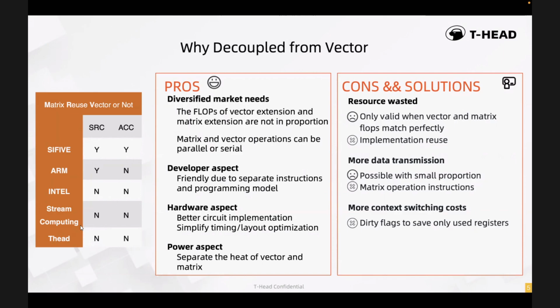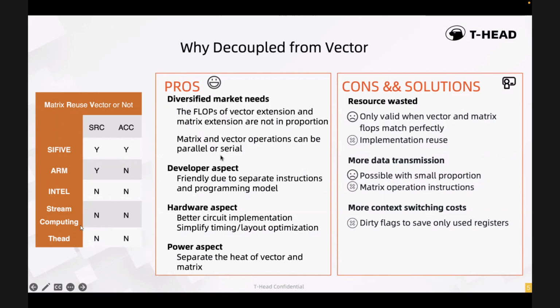However, the RISC-V architecture needs to meet the requirements of different markets, not only in the scenario of supercomputing or automobile, but also the scenario of smart home or small household appliances. The flops of vector extension and matrix extension are not proportional in all cases. Also, we found that in some scenarios, matrix and vector operations are required to perform instruction level parallelism, while in other cases, matrix and vector operations can be performed serially. No binding flops relationship between vector and matrix is beneficial for the RISC-V architecture to enter different markets.